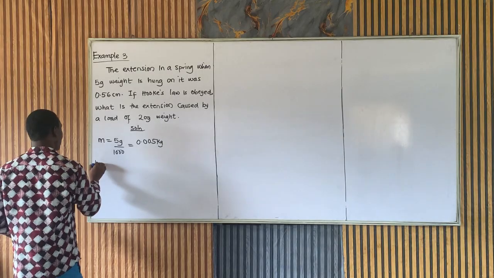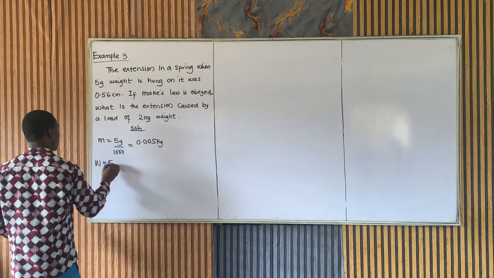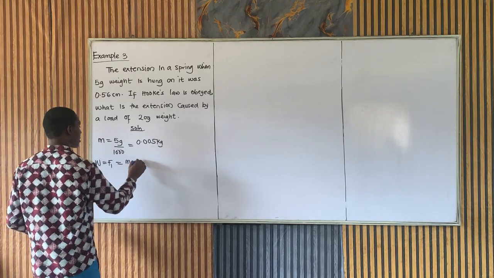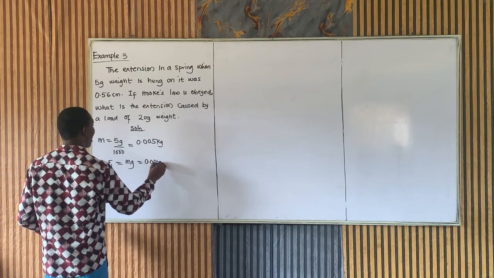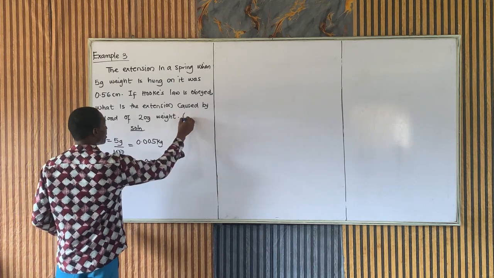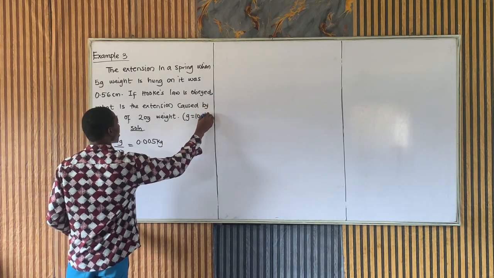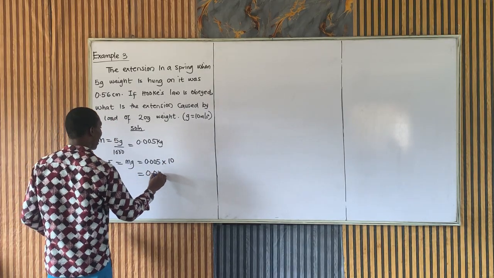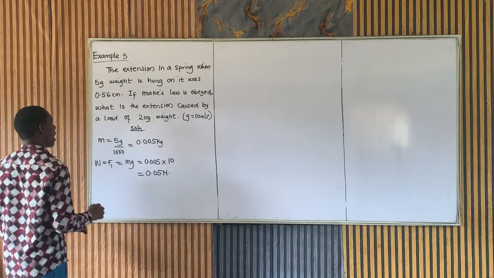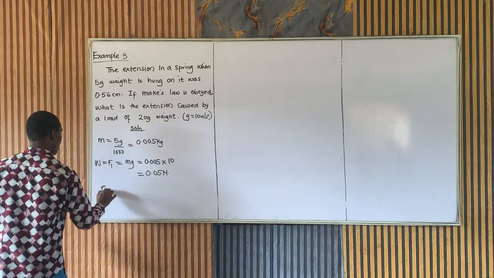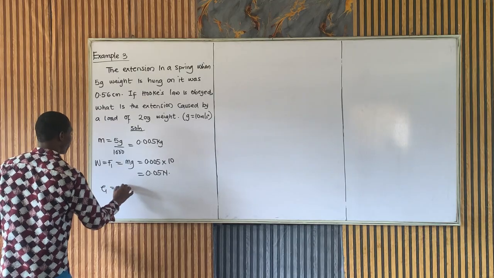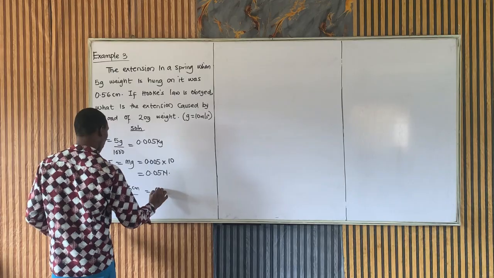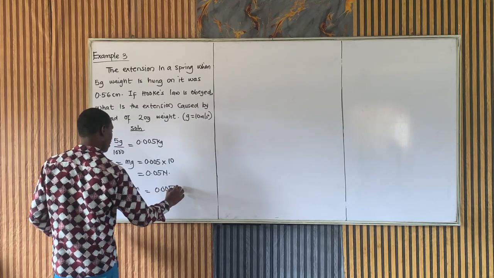And then from this, you have to get the weight, which is the first force, F1. And that will be mg. That's how to get your weight. Your mass is 0.005 times g. We're not given g, but take g as 10 meters per second square. So that will be times 10, which is 0.05 Newton. Now, again, the extension E1 is given as 0.56 centimeter divided by 100. That will be 0.0056 meters.